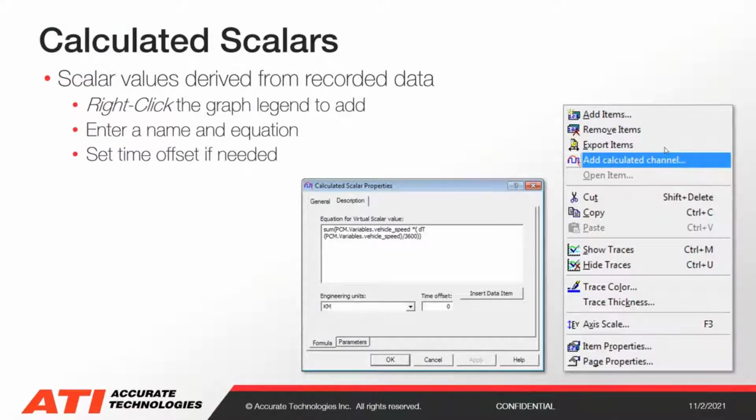Do that with VST files, calibration files, screen files, whatnot. Calculated scalars. It's probably touched on as well in Vision Basic. So you would right-click in the graph legend to add a calculated scalar. We do support quite a few different formulas and functions. I would recommend, if you're interested in learning more about this, I'm not going to go over it all right now.